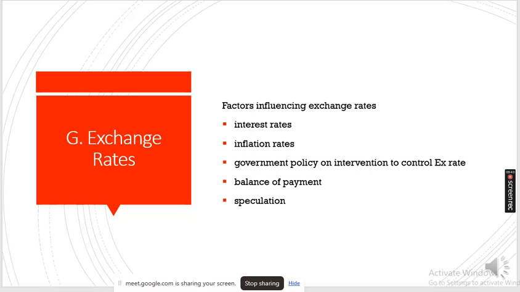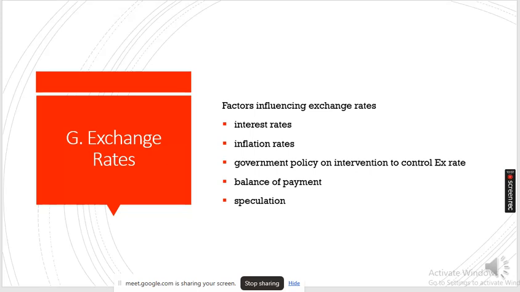Inflation rates. If prices of goods are inflated, it basically indicates that the value of your currency is also losing value. Then government policy on intervention to control exchange rates. The government sometimes can intervene and say, let's devalue our currency so that we have more sales of tobacco, for instance.